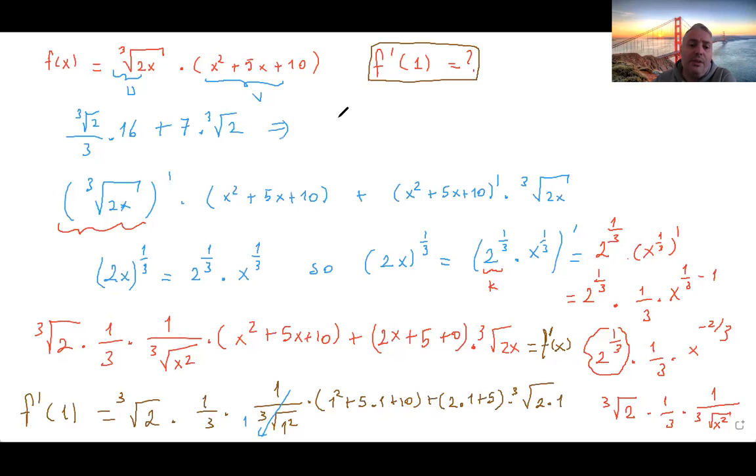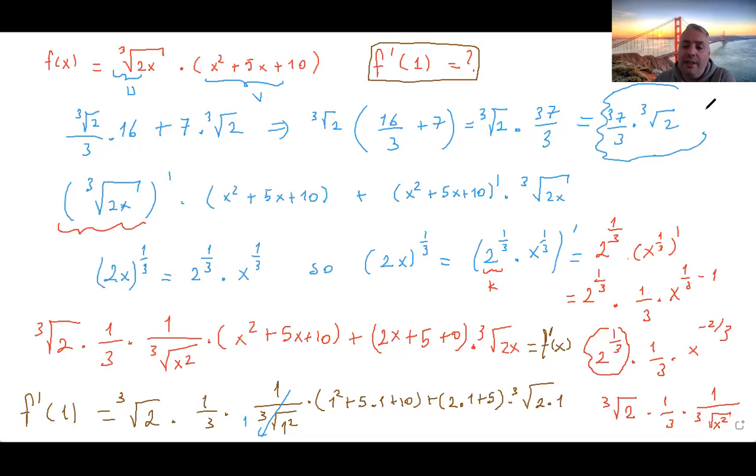And one more step, if I do this, cubic root of 2 common parenthesis, 16 over 3 plus 7, and one more step, cubic root of 2 times 7, 3, 21, 37 divided by 3. So I can leave it like this, or 37 divided by 3 times cube root of 2. This is now the final answer, okay? So the first derivative at 1 is equal to 37 over 3 times cubic root of 2.